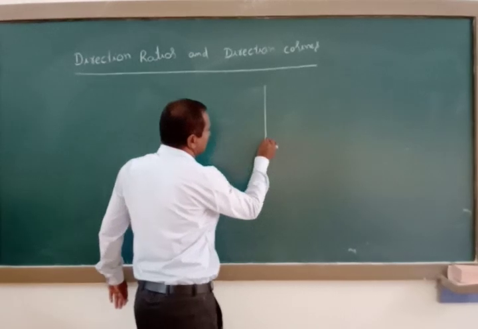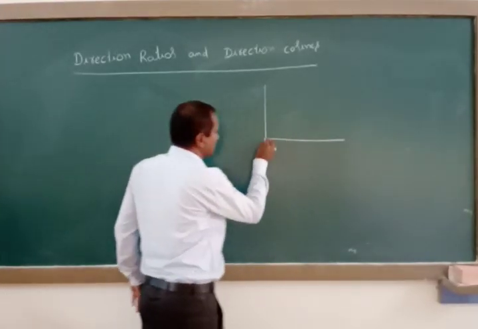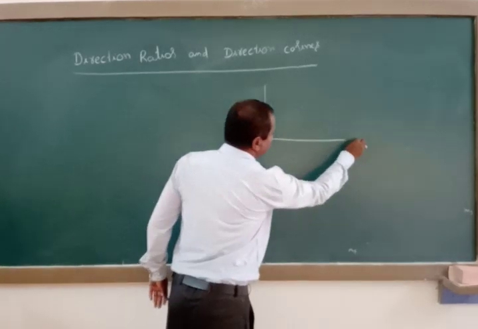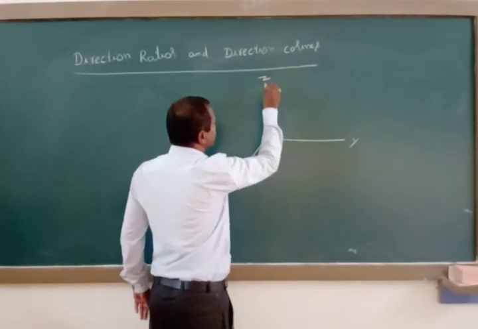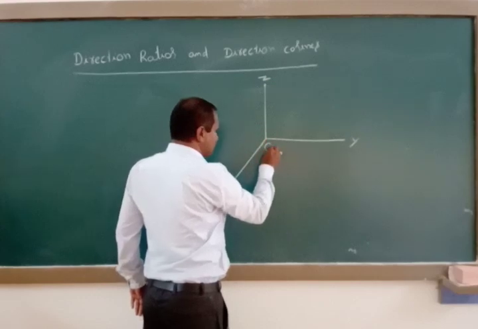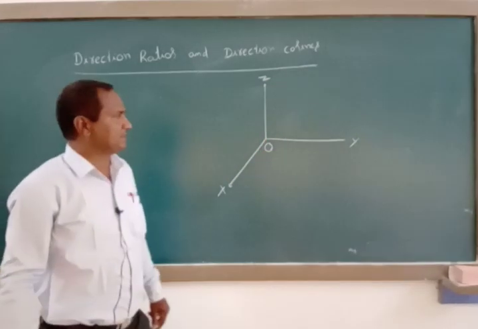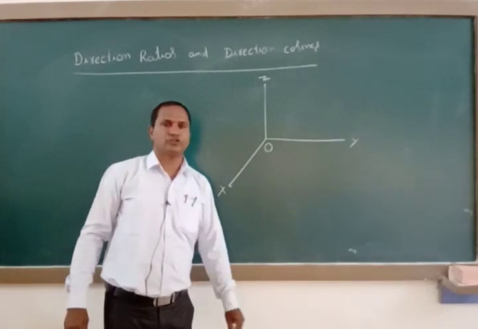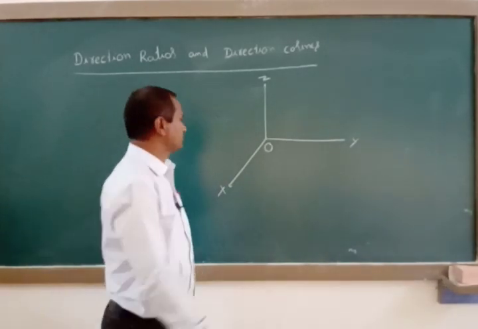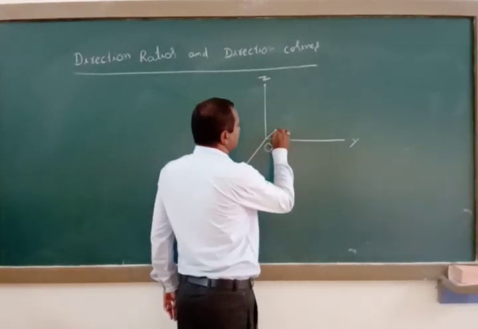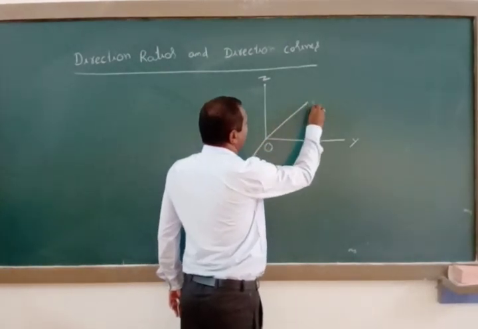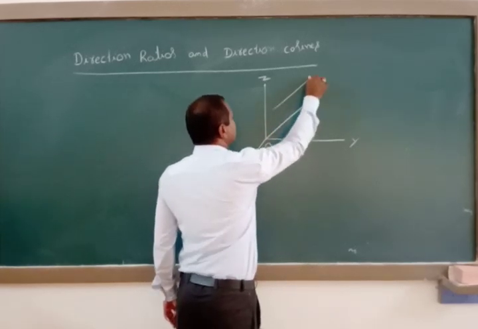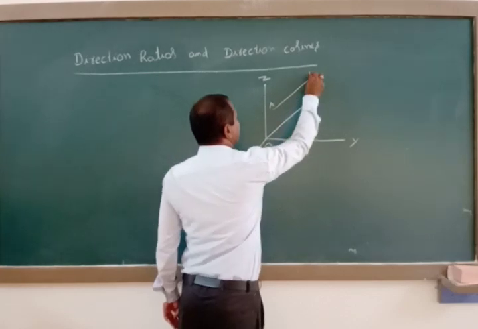Take the z-axis here, the y-axis, and here the x-axis. O is the point of intersection of the x-axis, y-axis and z-axis. All three are mutually perpendicular to each other. Take one line segment OP, where P is a point in space. At the same time, take one more line AB parallel to it. A, and here B.